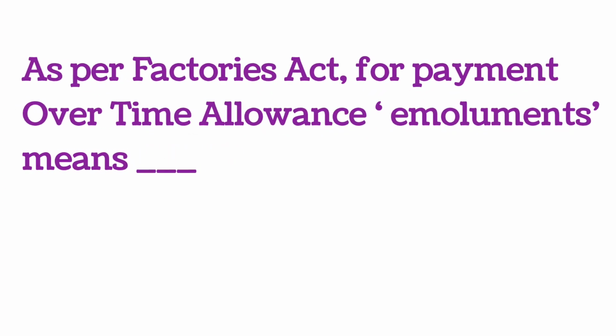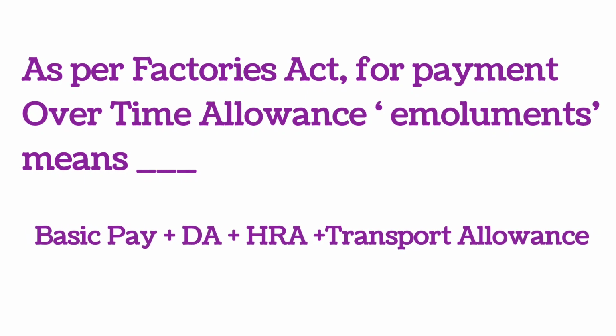As per Factories Act, for payment of overtime allowance, emoluments means basic pay plus DA plus HRA plus TA, transport allowance. So here emoluments is basic pay, DA, HRA and transport allowance.